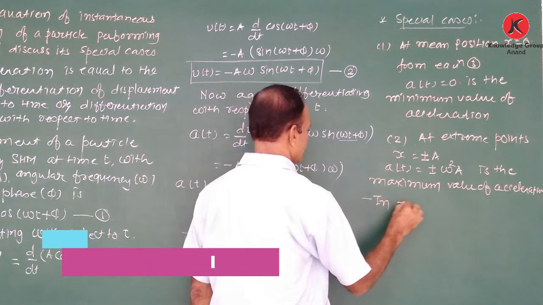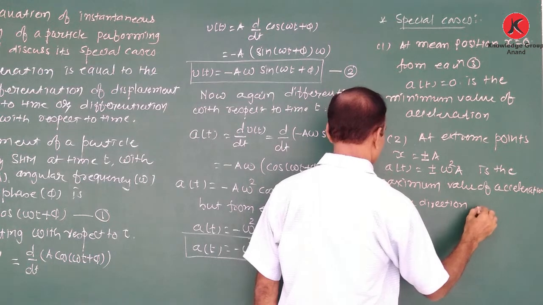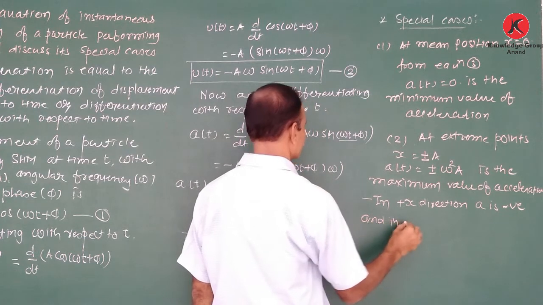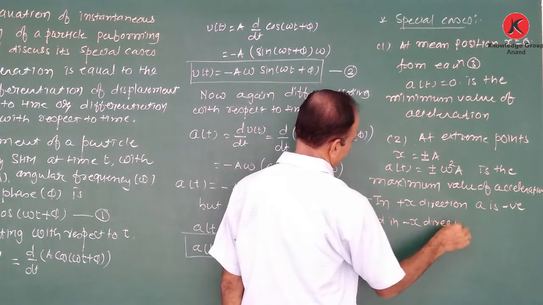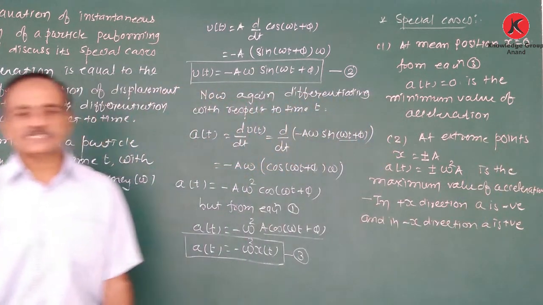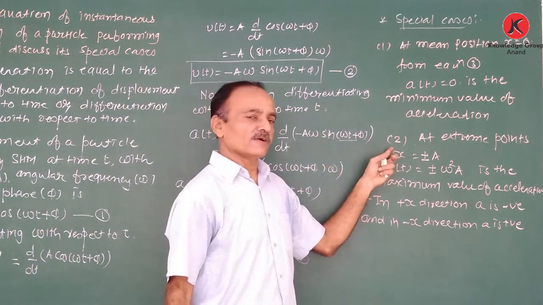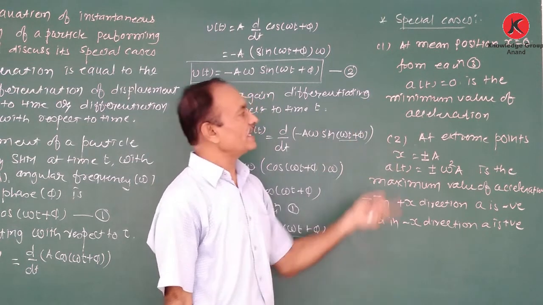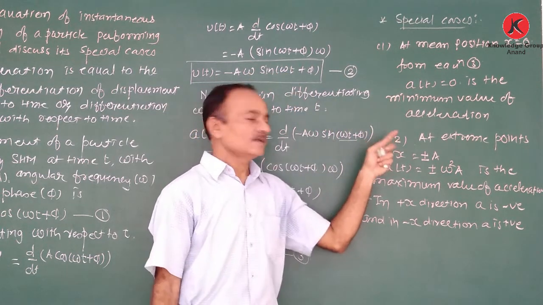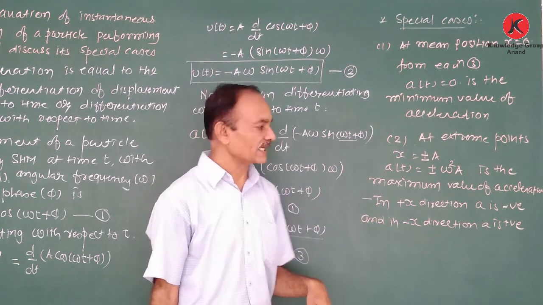In the positive x direction, acceleration is negative, a is negative, and in the negative x direction, a is positive. So these are the cases, first at the mean position and second at the extreme position. This is the opposite of the velocity. Velocity is maximum at the mean position, but acceleration is 0. While the velocity at the extreme point is 0, here the acceleration is maximum at the extreme point.